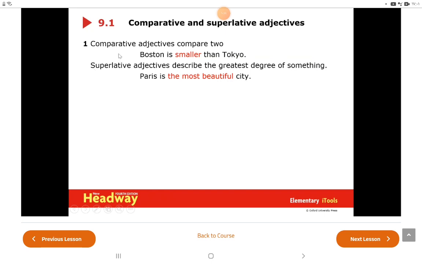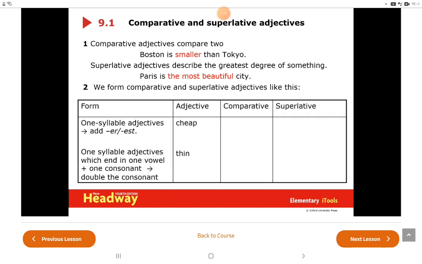So again, comparative is when you're comparing two things. Superlative is when you are comparing more than two things, okay? We form comparative and superlative adjectives like this. Now, how do we form these adjectives? If the word is short, if it's one syllable. Syllable means when you're clapping at once. For example, cheap is one. And you add er and est, okay? So cheap, cheaper, and superlative would be cheapest, okay?